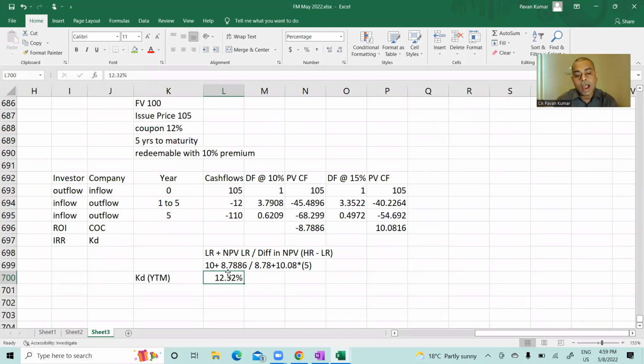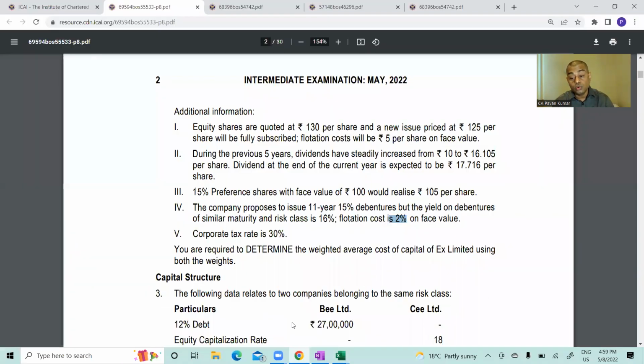Oh my God. But ICAI doesn't want to torture you. That is the reason they have given yield to maturity on similar classes, 16%. Thank God they have given that. You don't need to do anything. Otherwise, for 11 years, you need to do this.